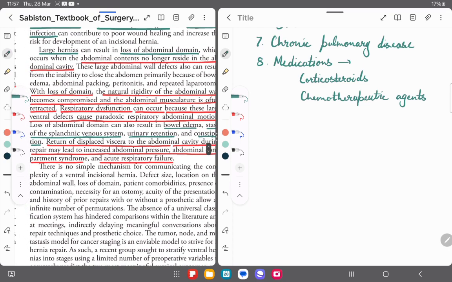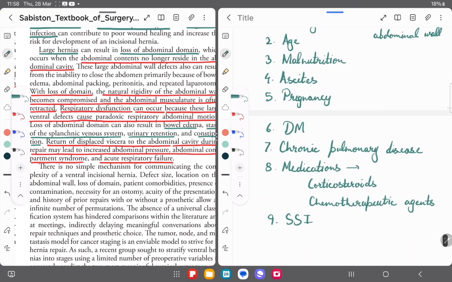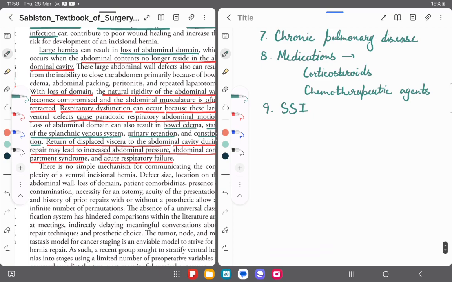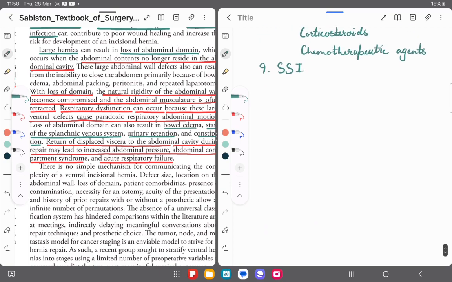So SSIs are also predisposing factors. Let us write down SSI also here, surgical site infection. So these are all the predisposing factors. We have 9 predisposing factors: obesity, age, malnutrition, ascites, pregnancy, diabetes mellitus, chronic pulmonary disease, medications such as corticosteroids and chemotherapeutic agents, and surgical site infection.